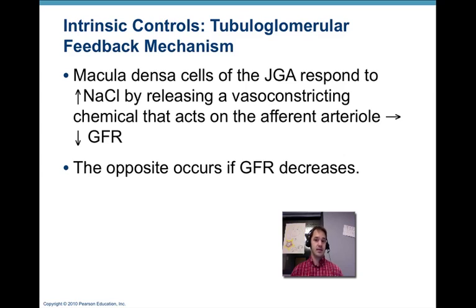So those macula densa cells in the ascending loop of Henle that are part of the juxtaglomerular apparatus respond to increased sodium chloride by releasing a compound that constricts the afferent arteriole, and this will then decrease glomerular filtration rate. And the opposite occurs if glomerular filtration rate decreases.